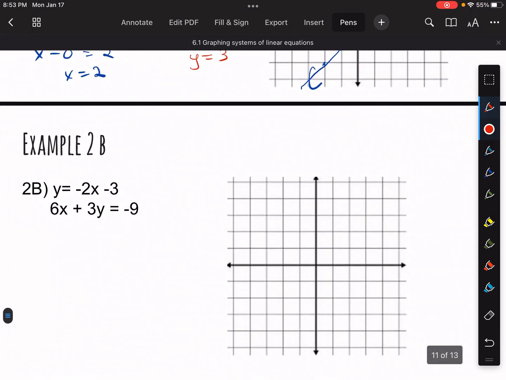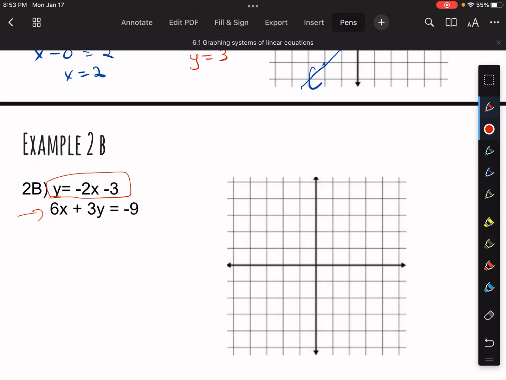Now it's your turn. What I would suggest here is for this guy, it's already in y equals mx plus b form. I would just use the intercept and the slope. And then for this one, you can either plug zeros in or you can solve for y. All right, so let's just make sure you guys did this correctly here.